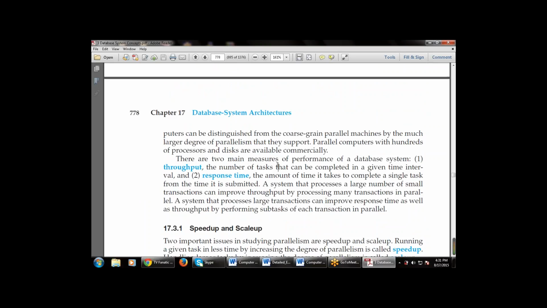There are two main measures of the performance of a database system: one is throughput, and one is response time. Throughput means the output, that is, how many tasks can be completed in a given time interval. Response time means how much time is taken to complete a given task.